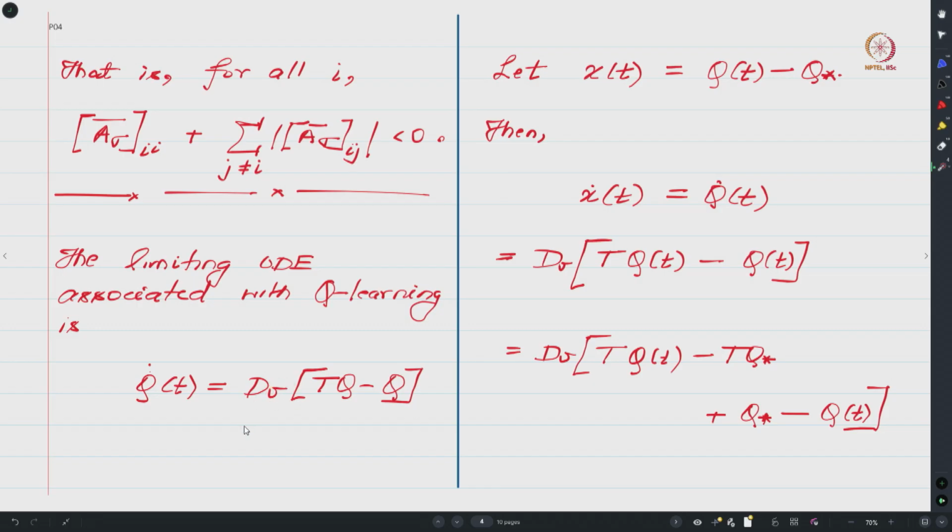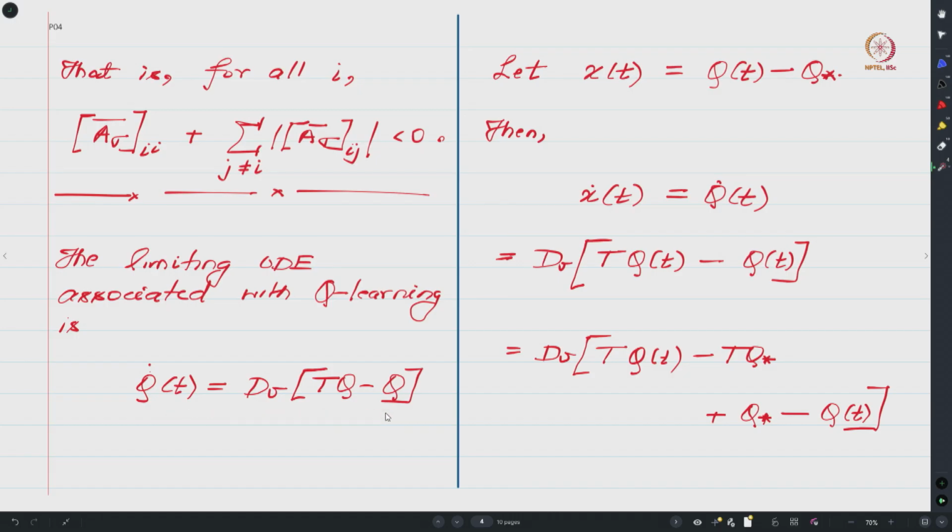Recall that this nu is some behavior policy, the policy with which you interact with the environment, and we will presume that this behavior policy is such that this D nu matrix has strictly positive entries. Is this okay?